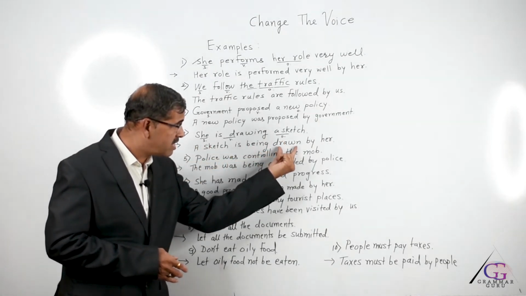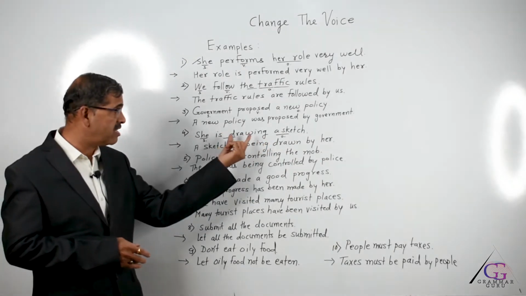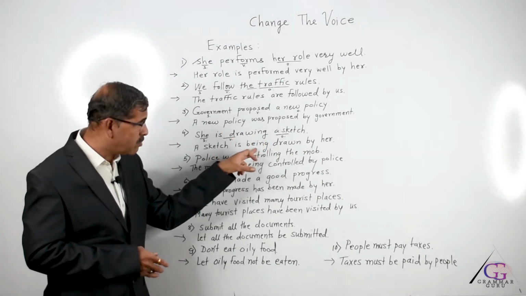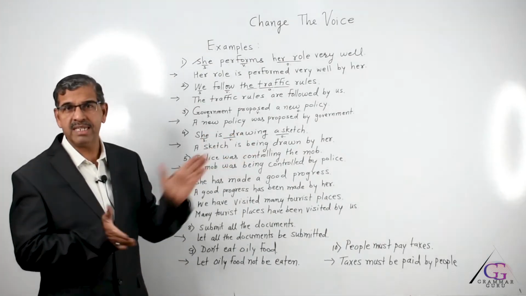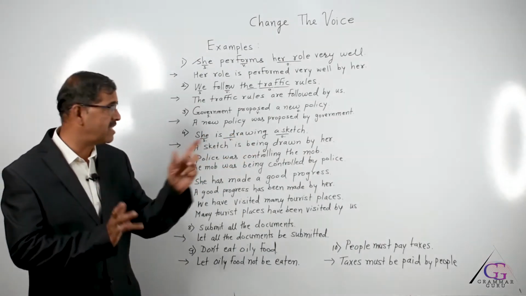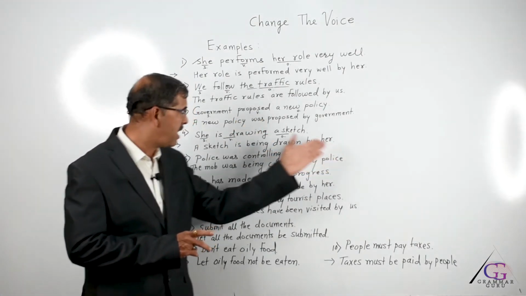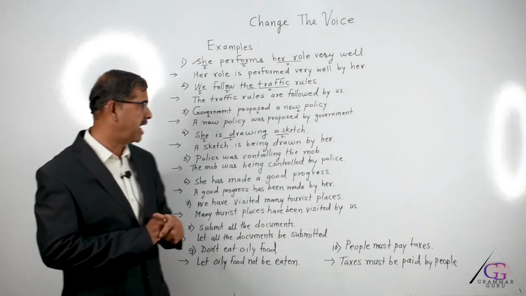Now what we have done is we have used drawn, which is the V3 form, the past participle form of draw. But if we forget to use being, then it will become simple present tense. So be careful. Continuous tense must have being in the answer followed by the V3 form, and by her, the subject, taken to the end.